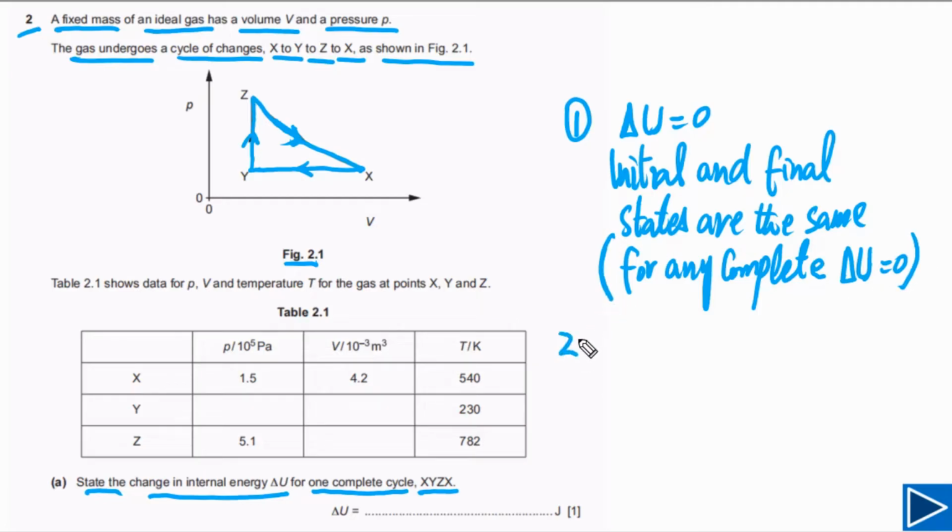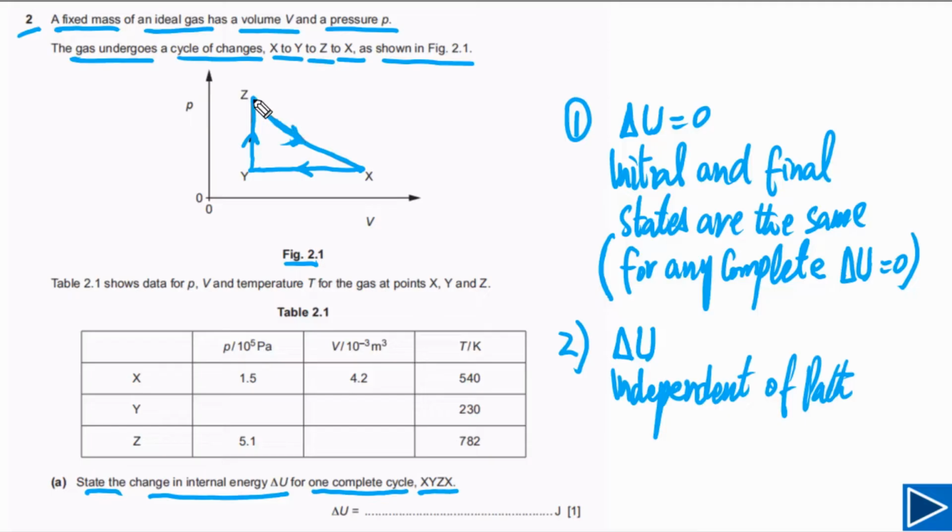And the second thing we need to understand is that we can also say delta U is independent of path. It doesn't matter if the gas started from here, for example from X, goes this way, then this way, then this way, and finally comes to this one.